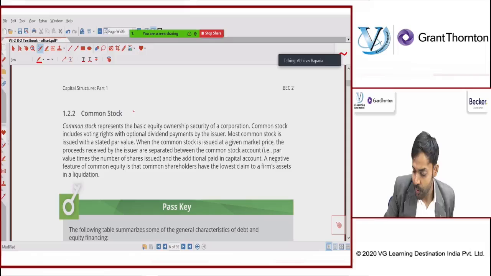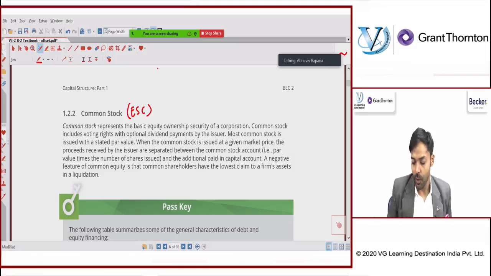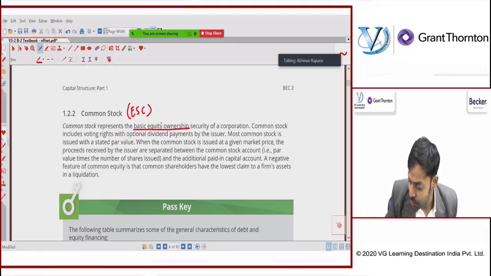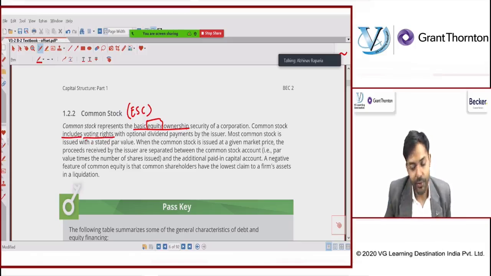Now the common stock. In India, we call it equity shares or equity share capital also. So what is common stock? Common stock represents the basic equity ownership of a corporation. Common stocks include the voting rights. This is the crucial point. They have the voting rights, right? This is the most important thing, with optional dividend payments by the issuer. So in case the board of directors decides that you will get the dividend, only then you will get the dividend. It's not mandatory like the preference shares, right?